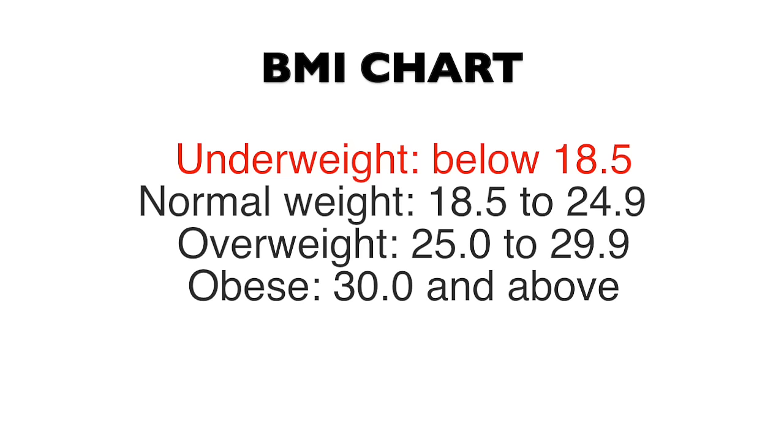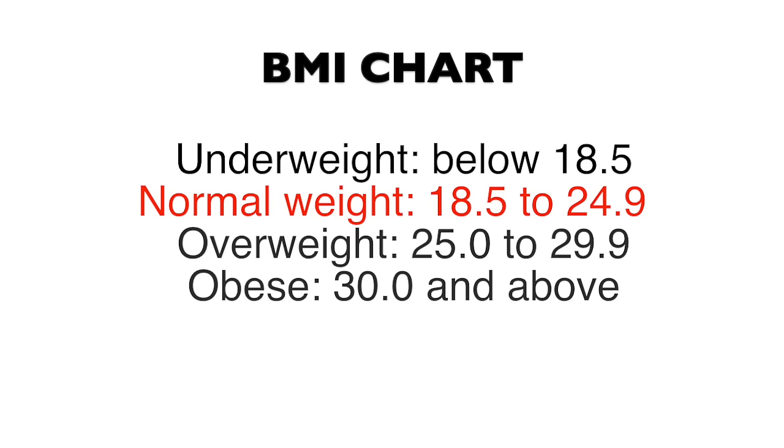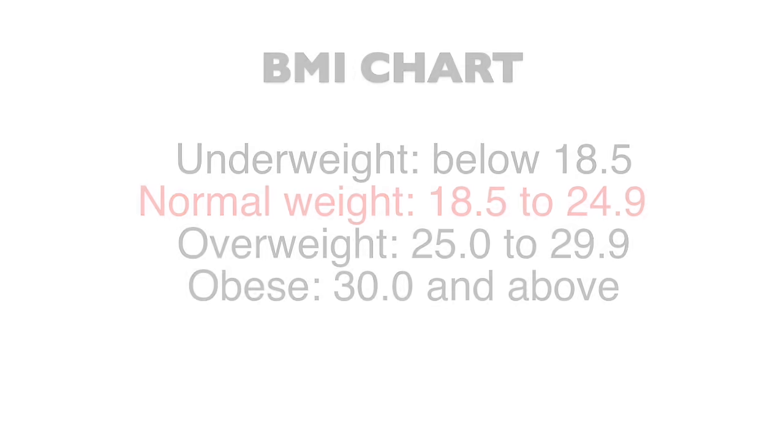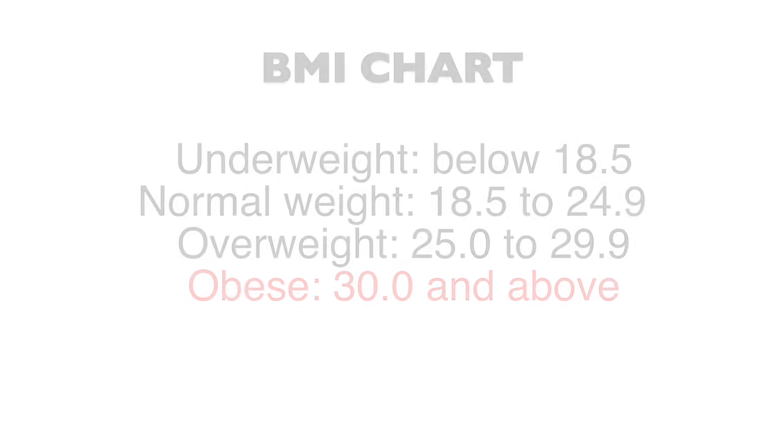So the Center of Disease Control and Prevention has certain criteria that distinguish if you're underweight, normal weight, overweight, or obese. You're underweight if your BMI is 18.5 or below. Normal weight if your BMI is between 18.5 and 24.9. You are overweight if your BMI is anywhere between 25 to 29.9. You are obese if your BMI is 30 or above. So those are the standards, those are the criteria.